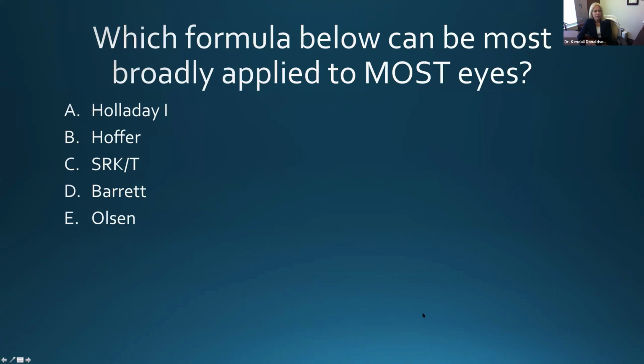Okay. Number two, which formula below can be most broadly applied to most eyes without any adjustments? A, Holladay, B, Hoffer, C, SRK/T, D, Barrett, or E, Olsen. Okay, so Barrett increased a little bit, but SRK/T is still the one that got the most there. It's actually the Barrett formula. We don't have to use any adjustments. It works well in long eyes, short eyes, and regular length eyes as well.